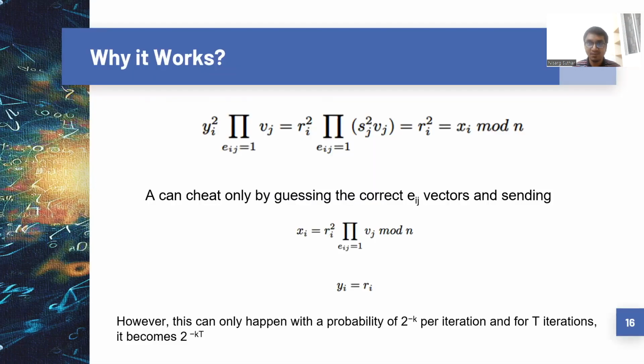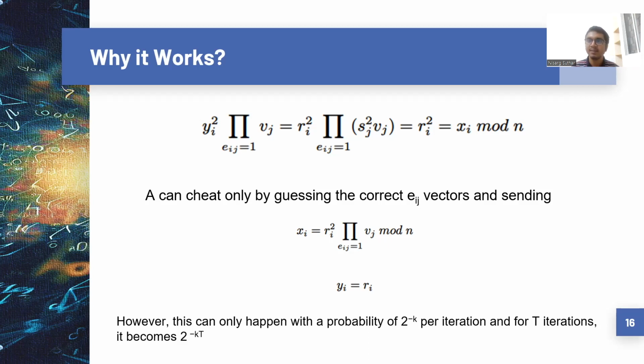Now, why does this protocol work? From the definition, you can see that yi square times the product where ej equals 1 of vj is equal to r square times the product where ej is 1 of sj square vj, which is equal to ri square. Why does this happen? Because sj square is actually the smallest square root of the inverses of vj's, so this product comes out to be 1. And r square is the thing that was assigned in the first place. So this left-hand side is equal to the xi mod n. Hence, B is satisfied with the criterion and B responds with the truth, that the claim was verified.